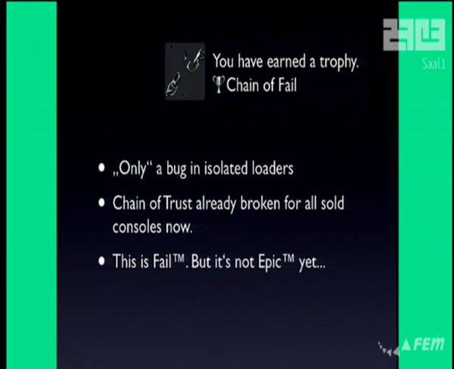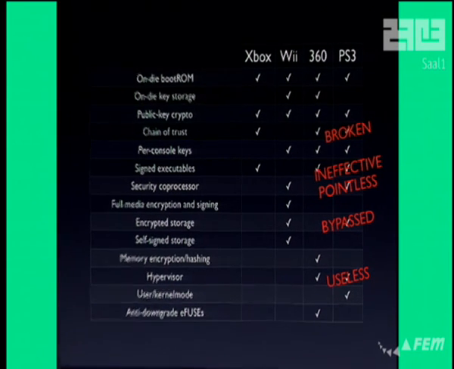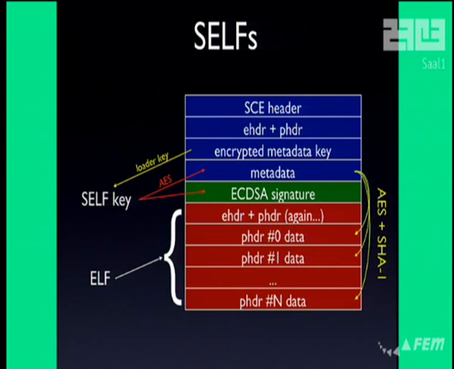So as you can see there, this is fail. But we promised epic fail, so we'll have to look further. So let's go back to the table. Well, the chain of trust is broken. And back to the SELFs.